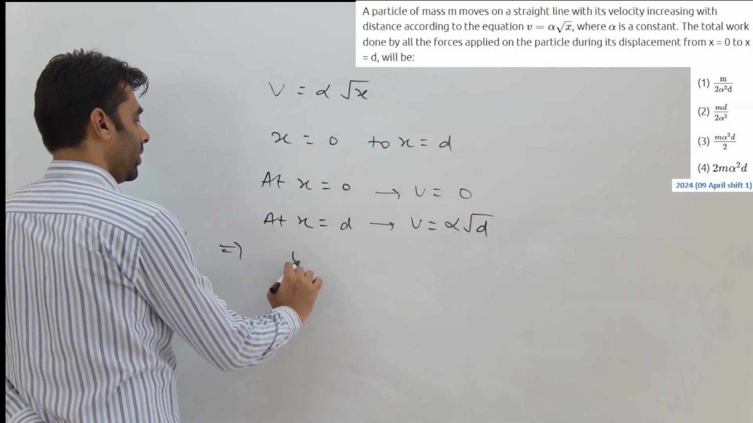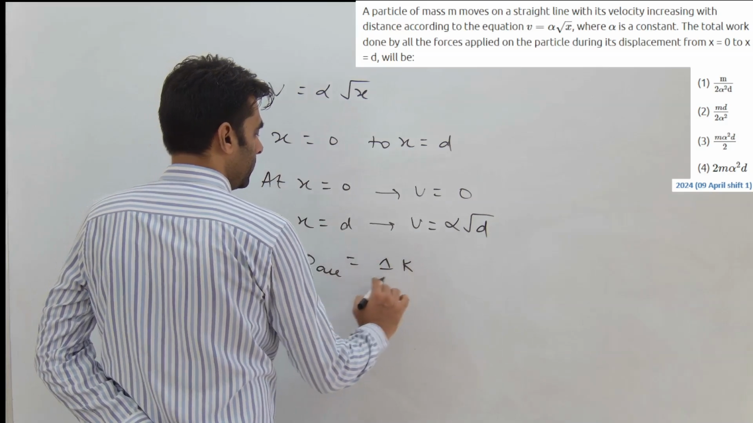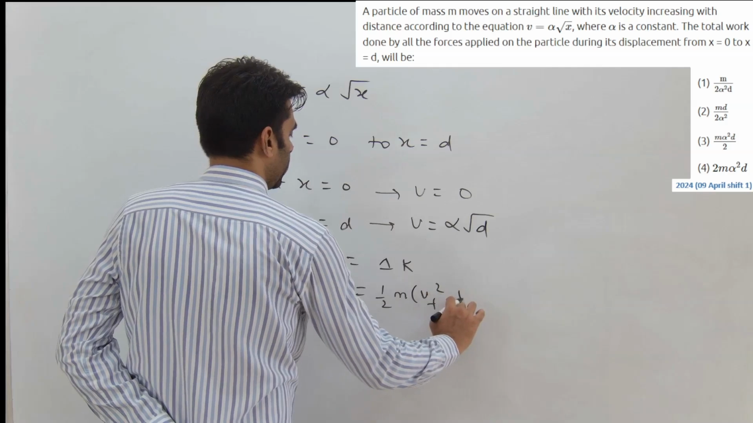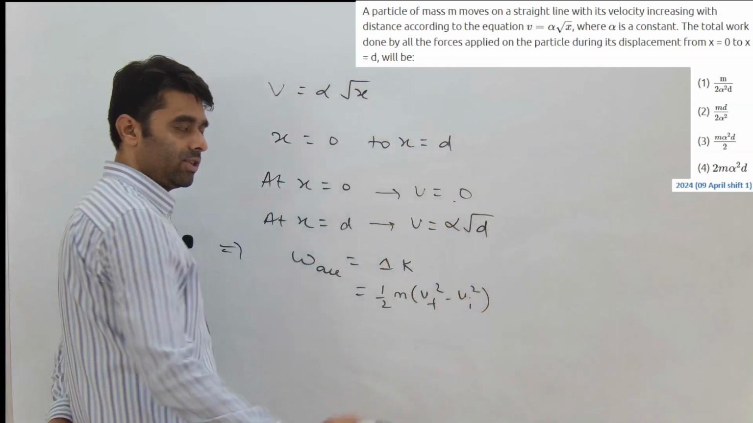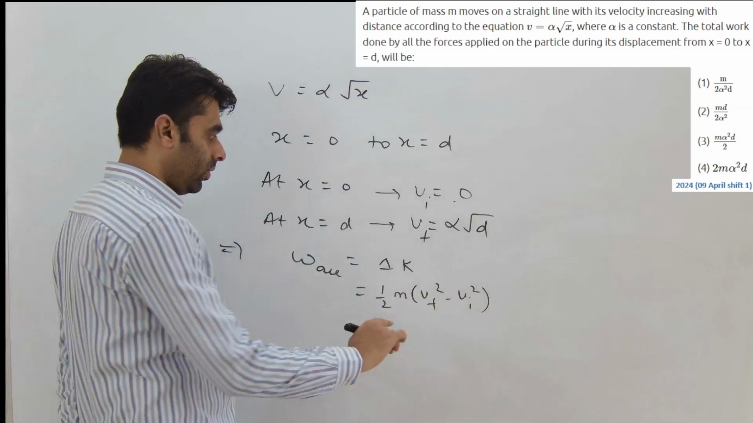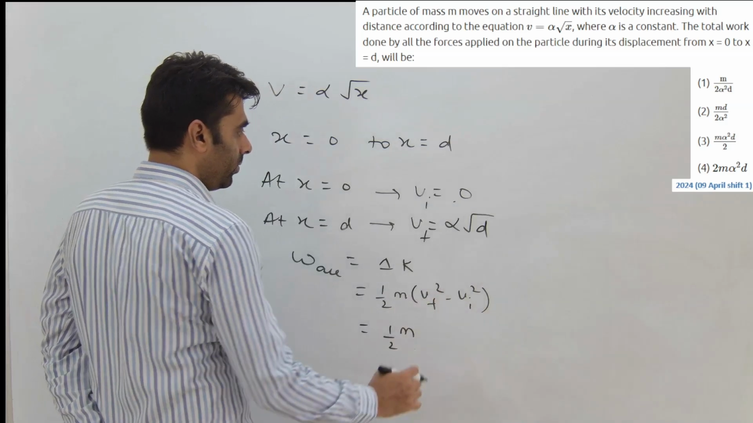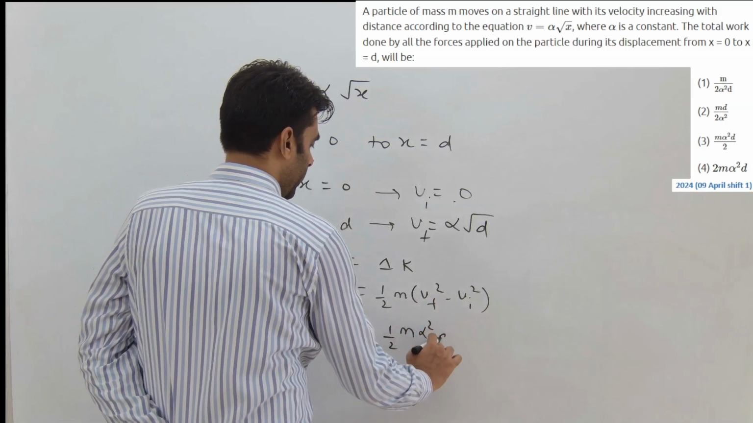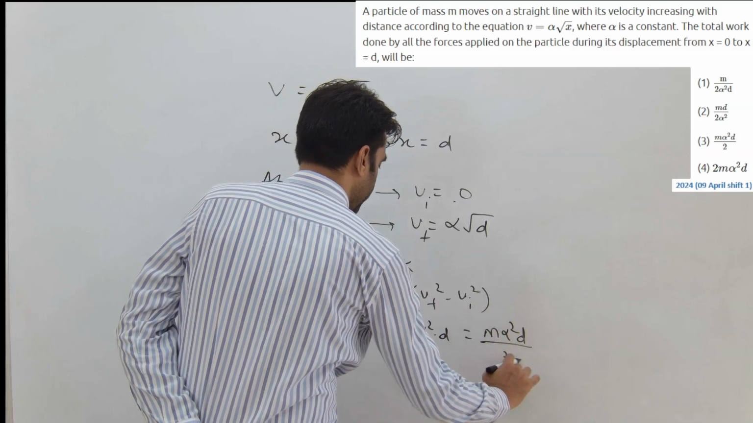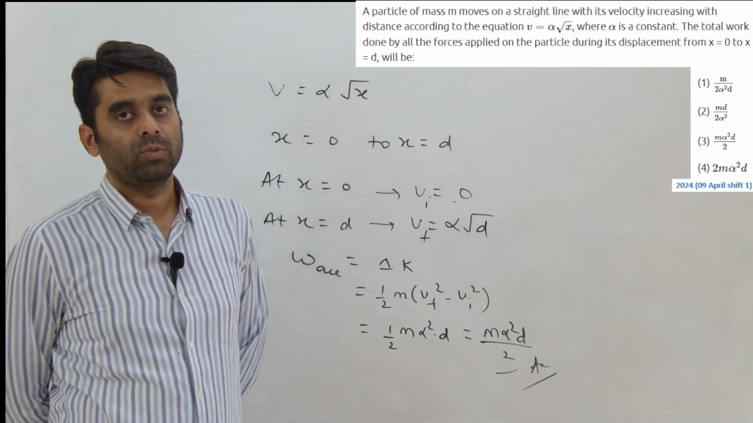Let us find out the work done. We'll again use the work energy theorem. Work done by all forces is equal to delta K, which is half m times v final square minus v initial square. v initial is 0 only. So 1 by 2 m v final square, it will be alpha square into d. So our answer comes m alpha square d by 2. Right? I hope this is okay. Let's move to the next question.